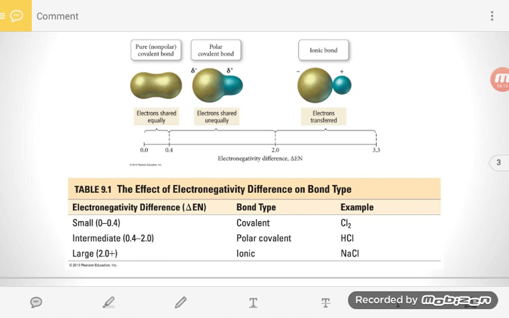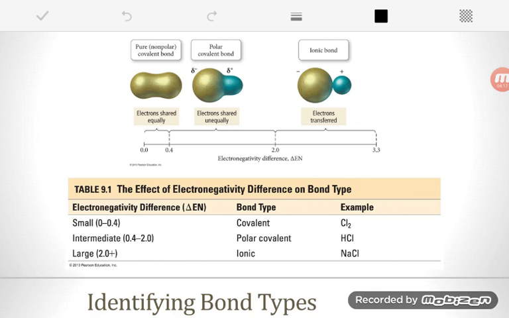So table 9.1 here shows you, depending on how big the electronegativity difference is, do you consider this a pure covalent bond, such as Cl2 here, a polar covalent bond, that would be this area in here that we had discussed, or an ionic bond, a pretty much complete charge separation.